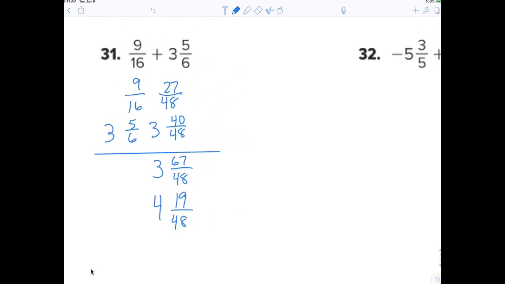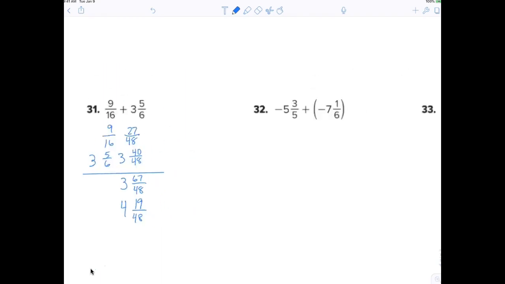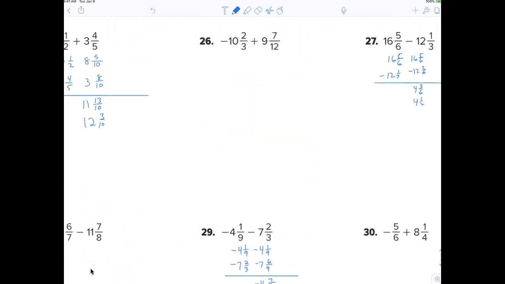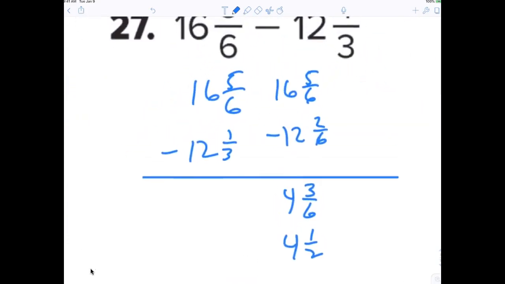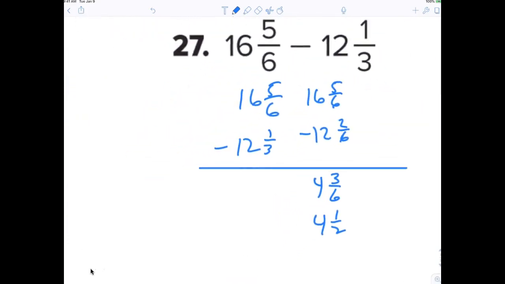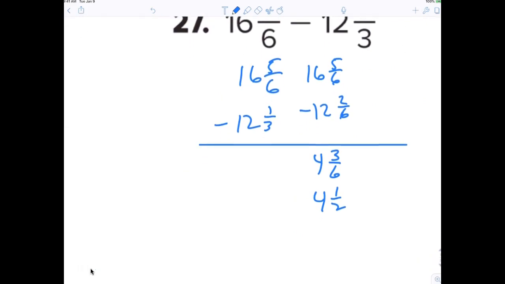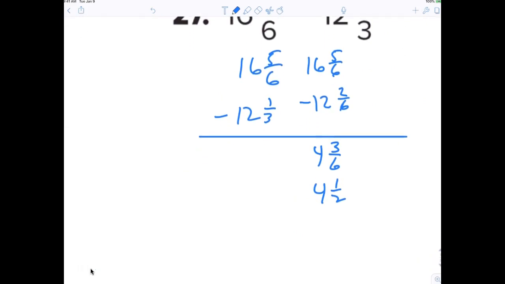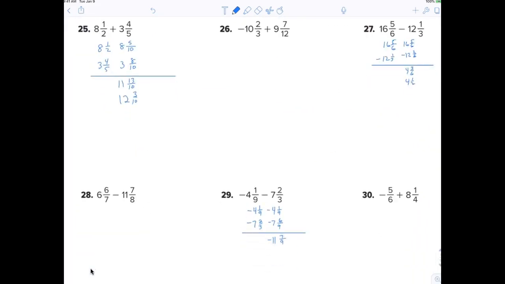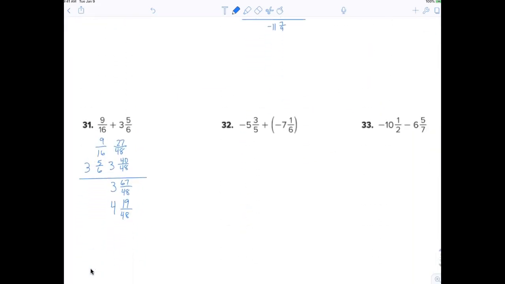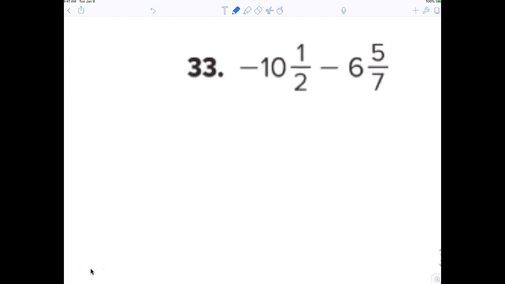Everybody good with 31? Anybody have any questions? That's good if you know that. You all right? You're just having so much fun. Right? Okay. Let's go back to 27. How's that for you, buddy? I just think it's just part of that. All right. Which brings me to 33. All right, here we go. 33, where are we at?